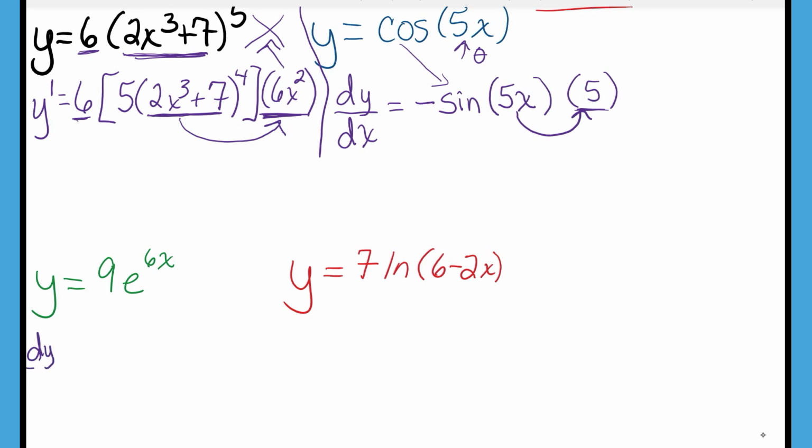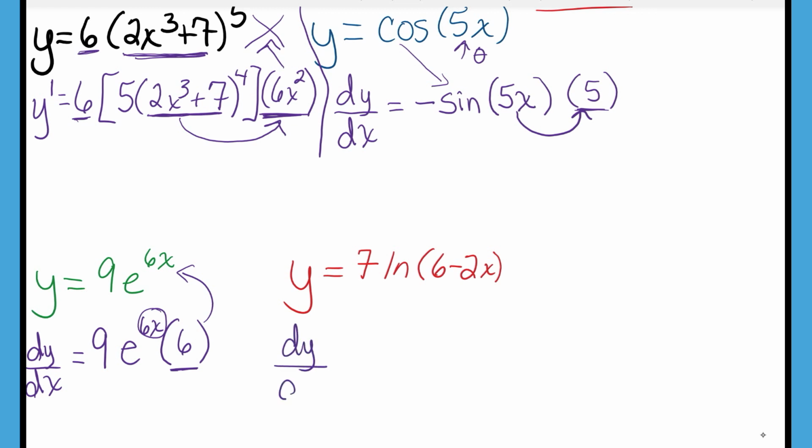All right, let's look at an e situation. So dy dx is equal to, you leave the 9 alone, a constant stays there. The derivative of e to the power is e to the power no matter what, and then you take the derivative of the power. So notice that this part is not in the original problem because it is the result of the chain, but it has to be in this answer. The derivative of the power has to be in the derivative as part of that chain rule.